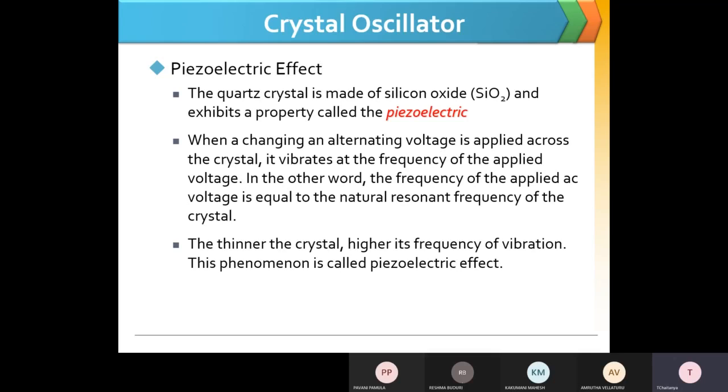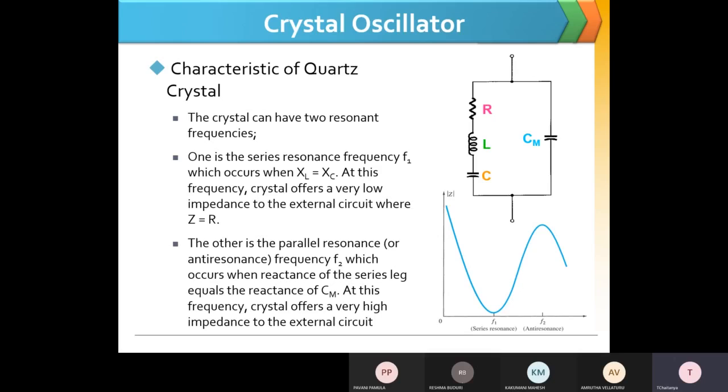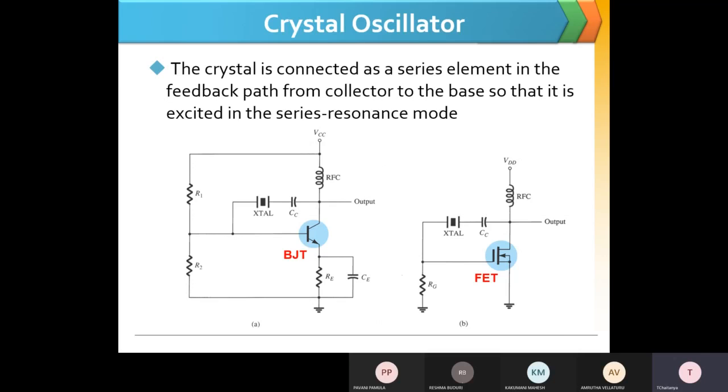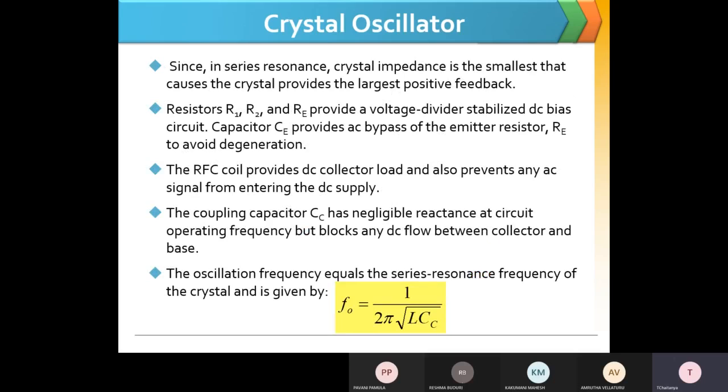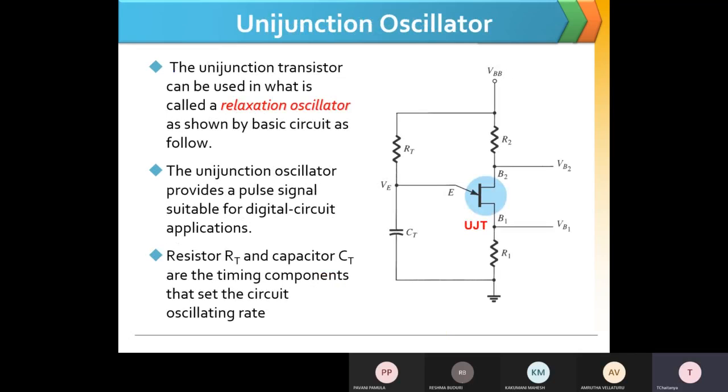I think you do not have the crystal oscillator in your syllabus. We have LC and RC oscillators only. These are the characteristics of the crystal oscillator. In such a way, we frame a tank inside the crystal oscillator. The crystal oscillator frequency F0 is equal to 1 by 2 pi root of LC. And one more oscillator, the unijunction.